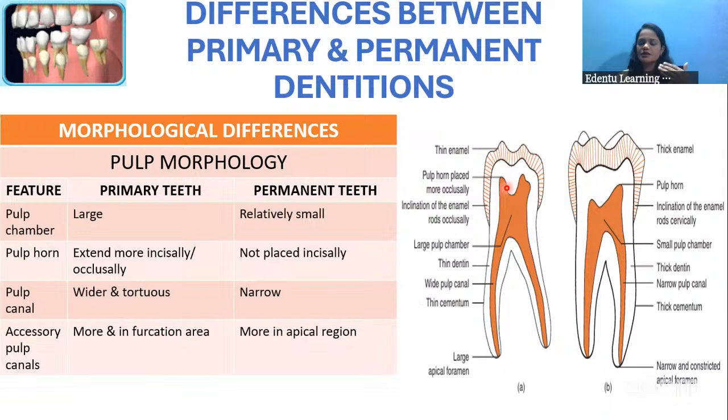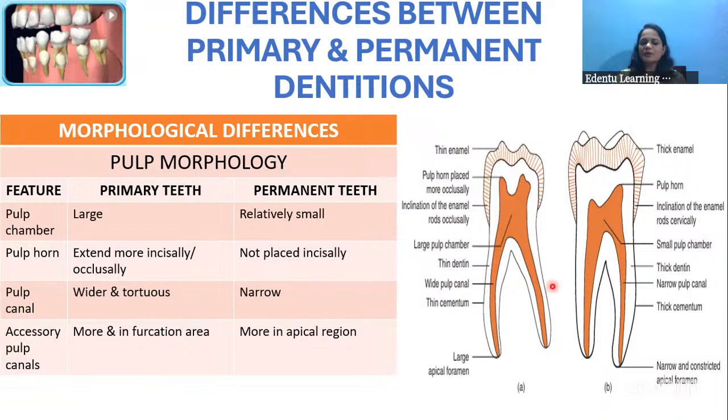If a child comes to you with caries in the deciduous teeth, a deciduous molar, then you should be very careful while preparing the cavity for that child because there are chances of exposing the pulp very easily. So you should be very careful while preparing cavities for child patients.